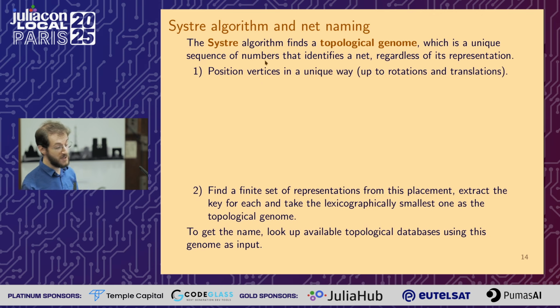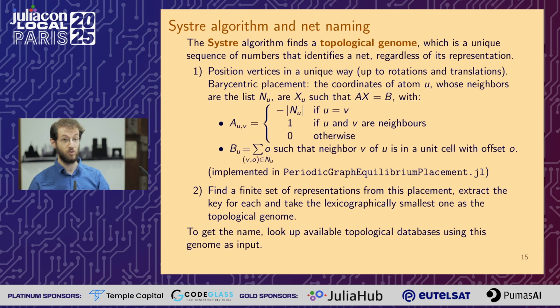Now, how do we position vertices in such a unique way? Well, it's actually quite simple. We only have to solve a linear problem. Ax = b. x will be the coordinates. A will be a matrix that makes it so that each vertex is going to be at the barycenter of all of its neighbors. And this barycentric placement is unique up to translation and rotation.